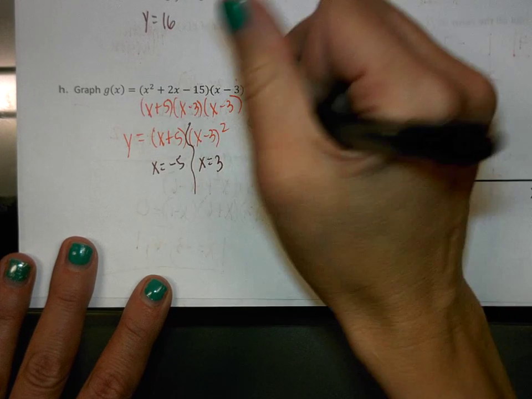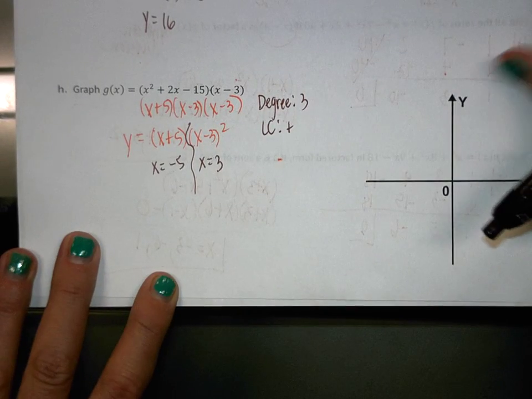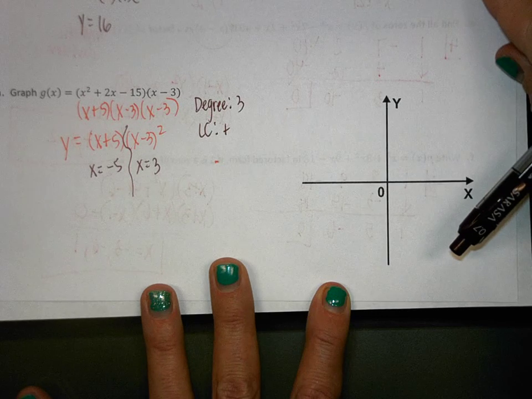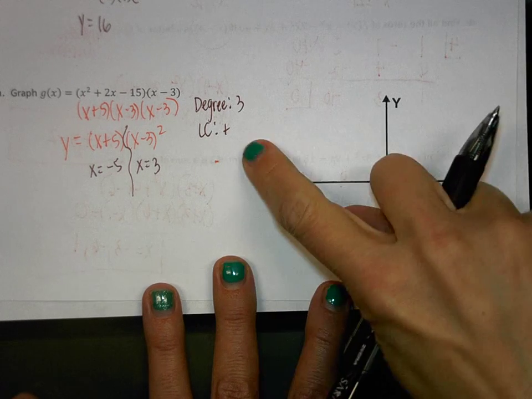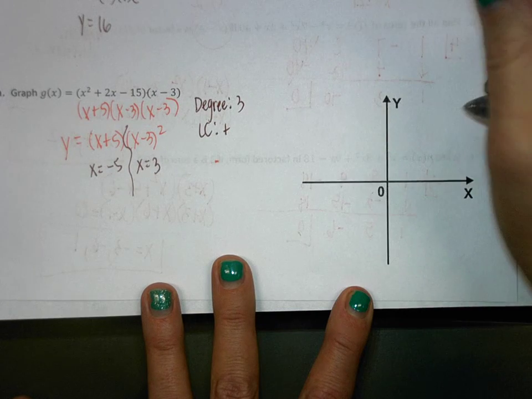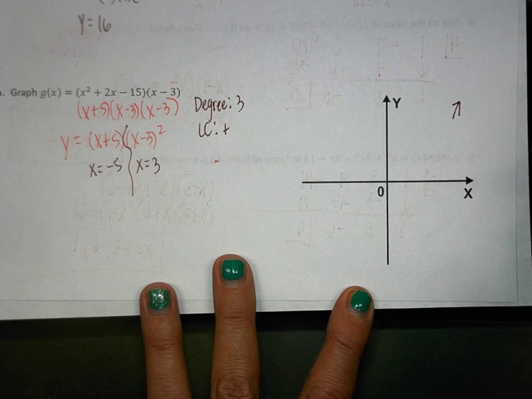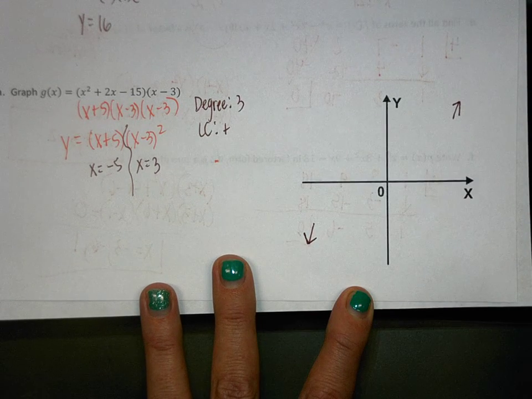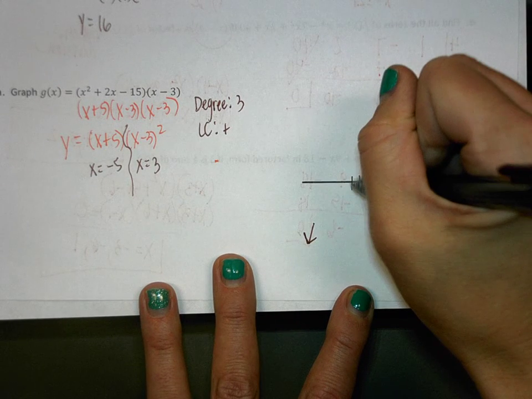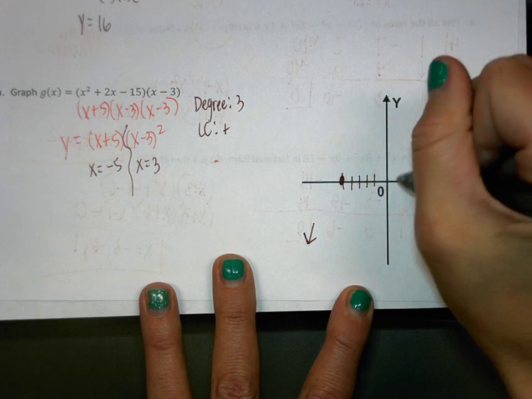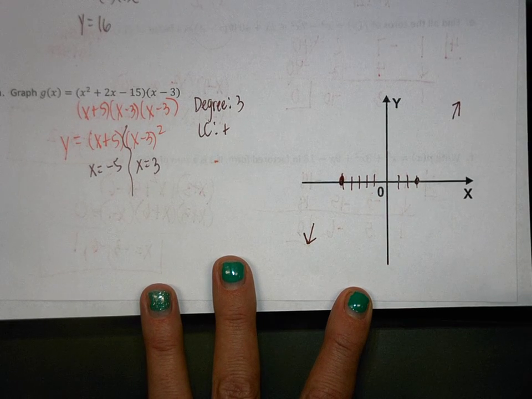And my leading coefficient, is it positive or negative? Positive. Good. Since this is an odd degree, my end behaviors are going to go in opposite directions. Since my leading coefficient is positive, my right end behavior is going to go up, but my left end behavior will go down. We're going to make a mark here at negative 5, and then also one at positive 3. Do I know my y-intercept here? No. So we have to find our y-intercept.